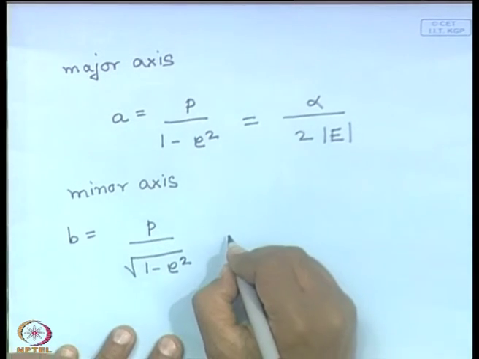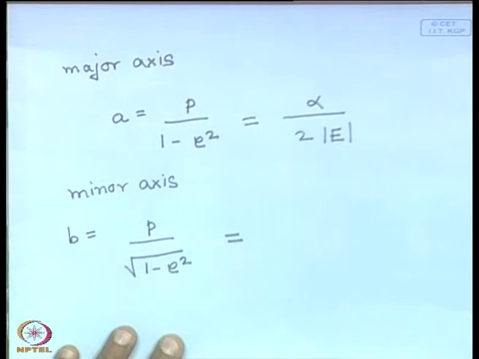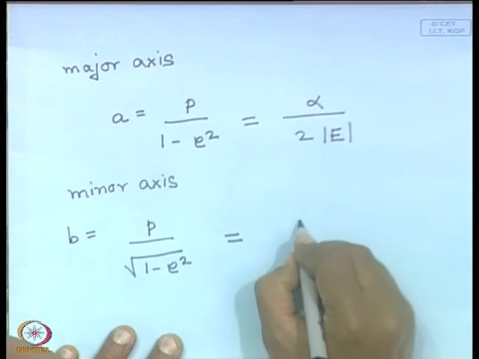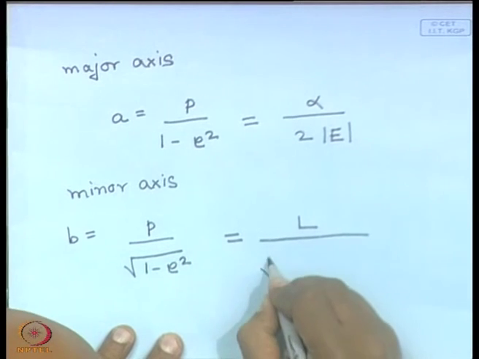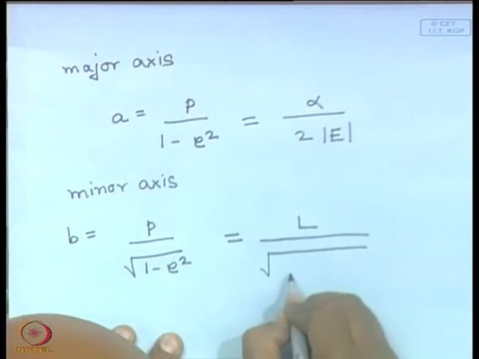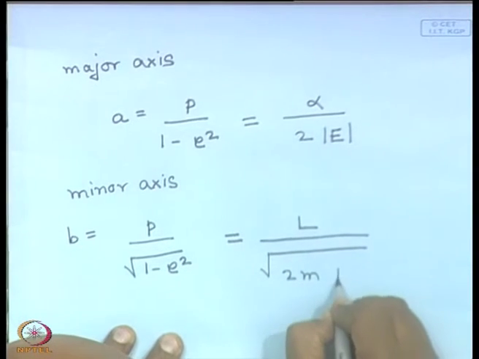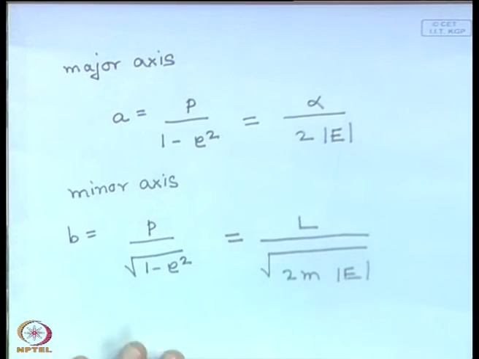Okay. And if you put in the values here, what you get is L divided by the square root of 2m mod E. So, the minor axis is what depends on the value of the angular momentum. Okay. So, if you fix the angular momentum, then the minor axis is fixed.